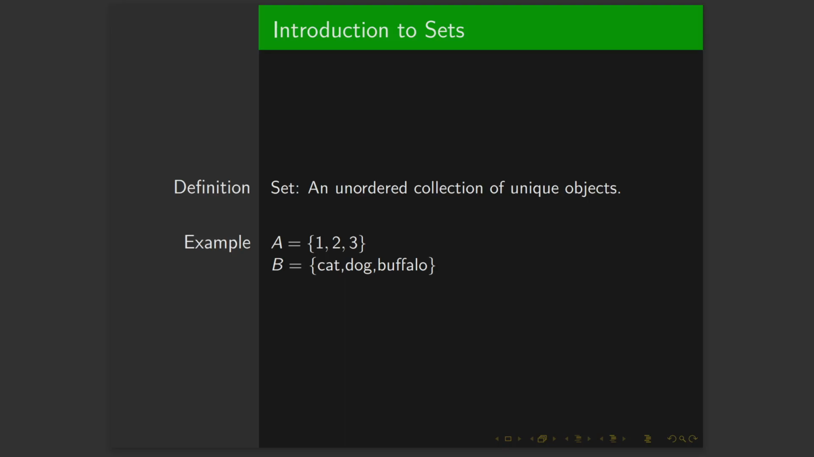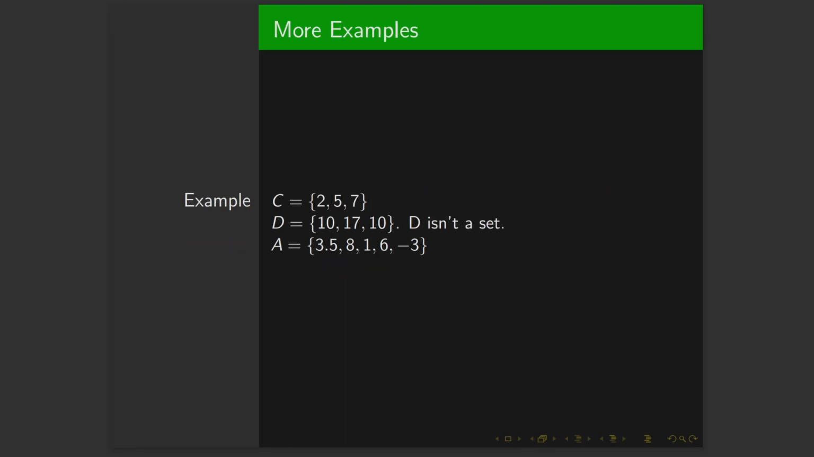All of this is to pretty much say that a set is very broad, but in our context, we only care about numbers. So let's look at just a few more examples, right? C is equal to 2, 5, 7. This is a set which has three elements, the numbers 2, 5, and 7. You'll notice D here has 10, 17, and 10, but these are not unique objects. Two of them are duplicates, so this actually isn't a set.